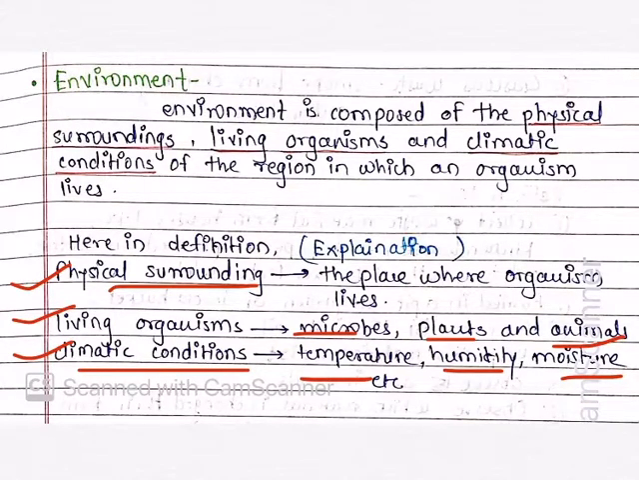The next one is living organisms. It is the biotic component of the environment. Living organisms means all the living things, that is microbes, plants and animals, they are present inside the living organisms. Then climatic conditions means temperature, humidity, moisture, etc. These affect the living organisms.